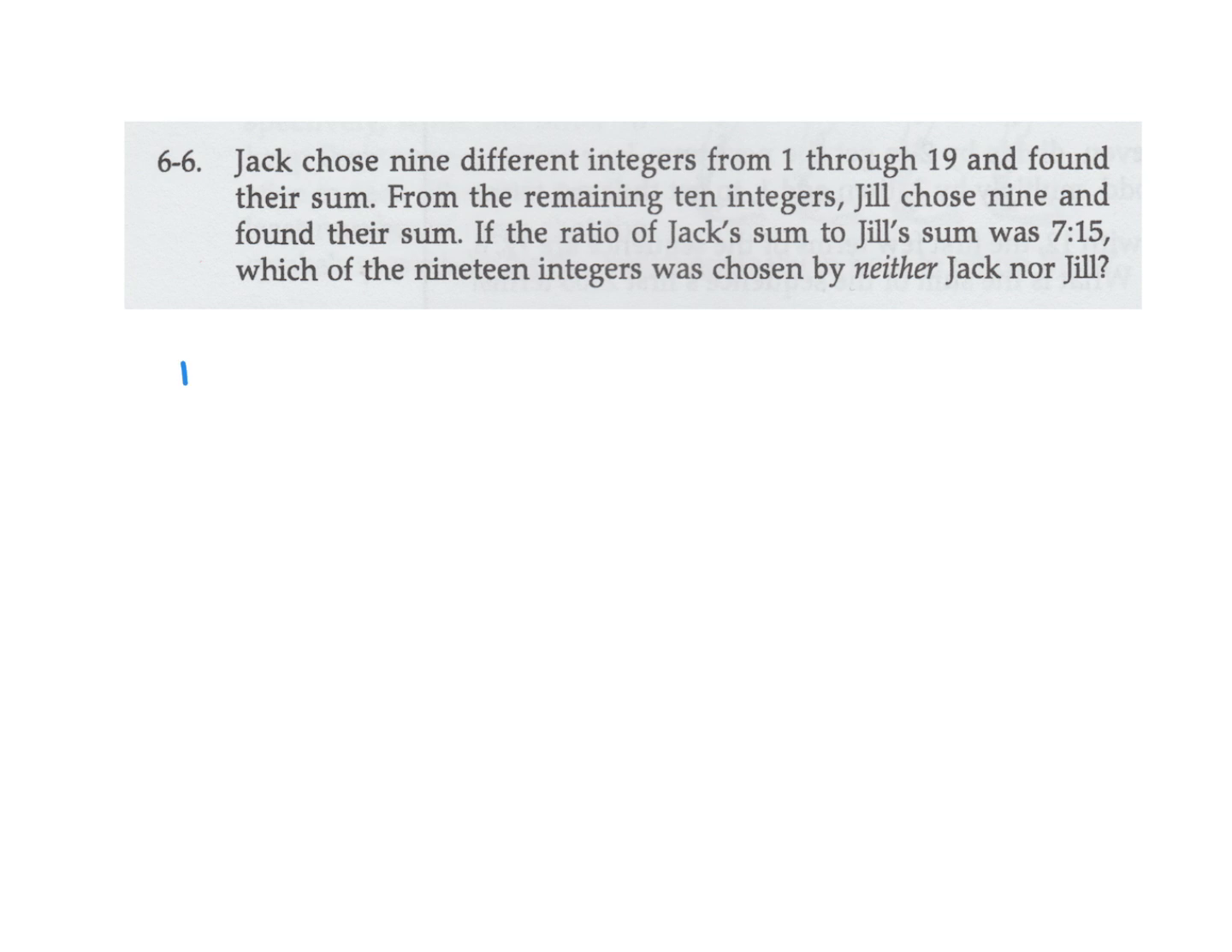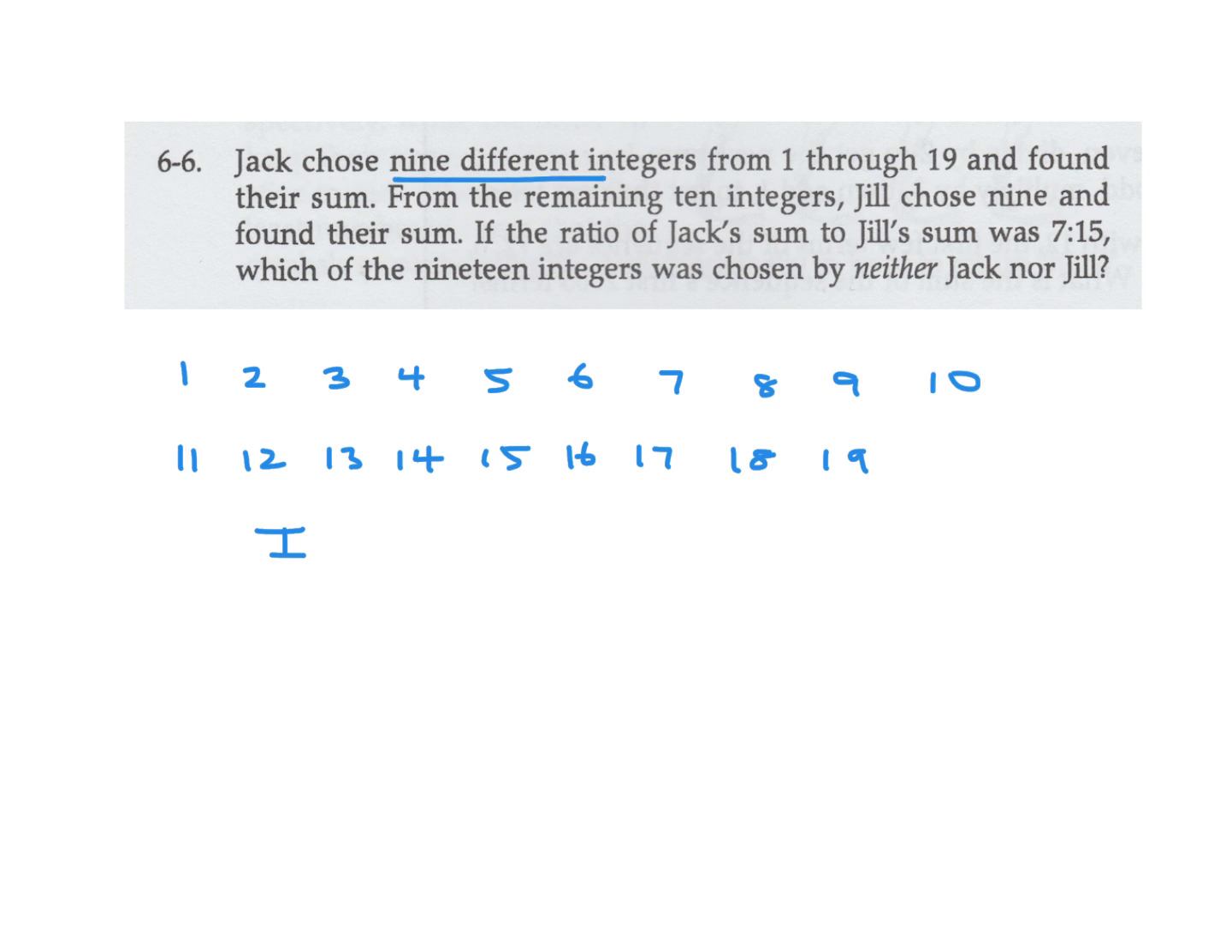Okay, so we have 1, 2, 3, all the way up to 19. I don't know if there's a way of doing this systematically, or if we have to just do trial and error. I'm not sure, but let's see. So we choose initially, how many do we choose? 9 for Jack, right? So we're just going to write integer 1, integer 2, all the way up till integer 9, and that's the sum for Jack.